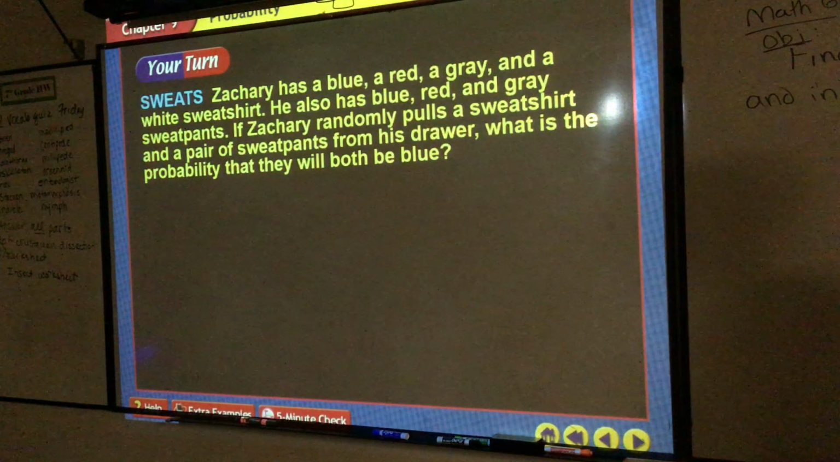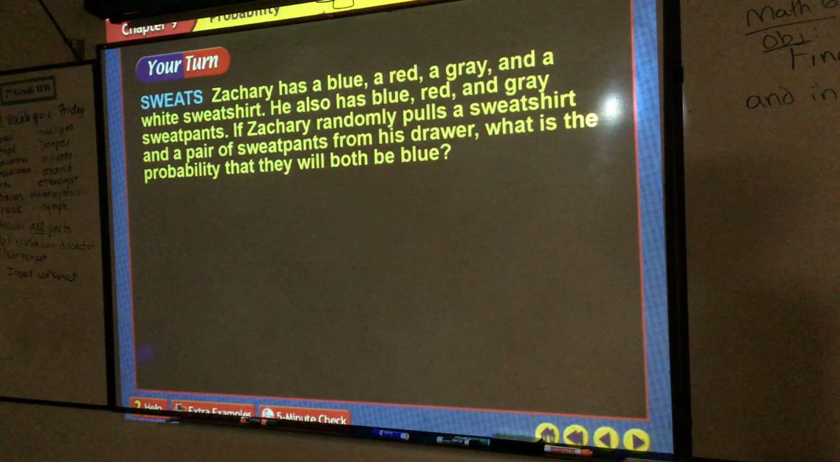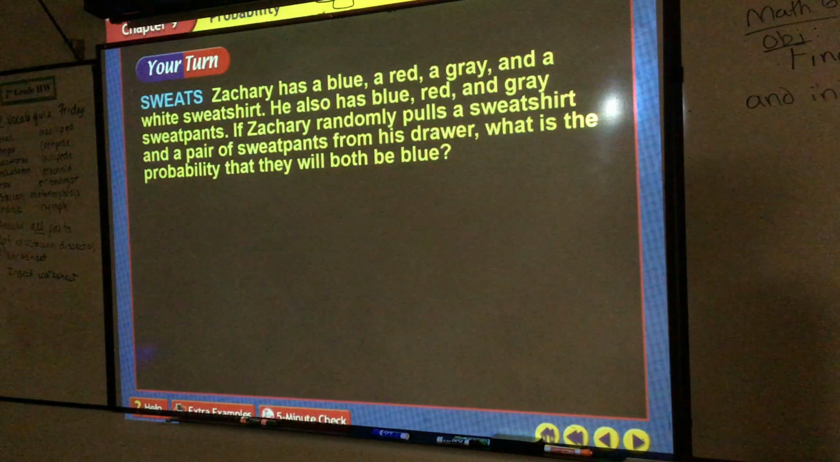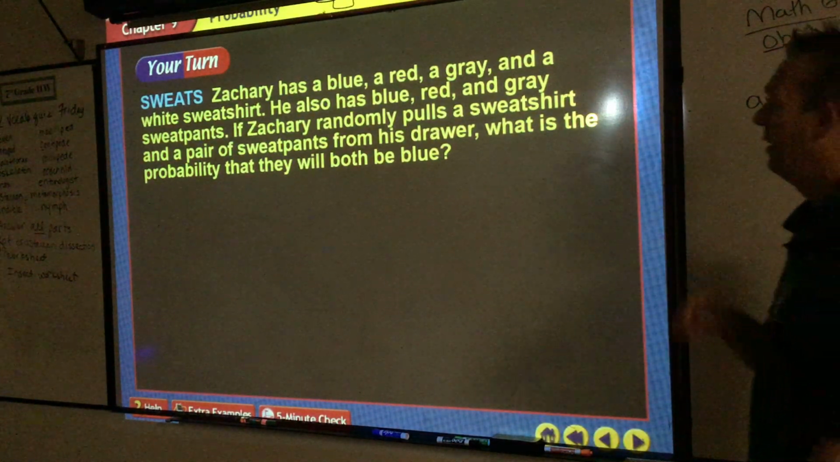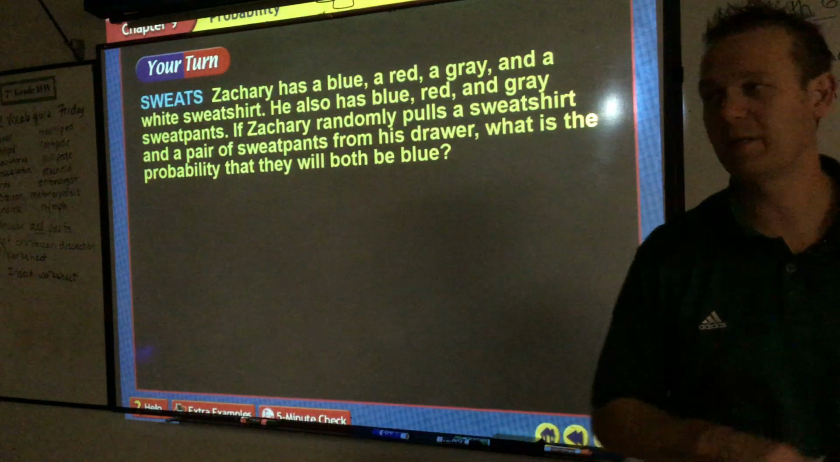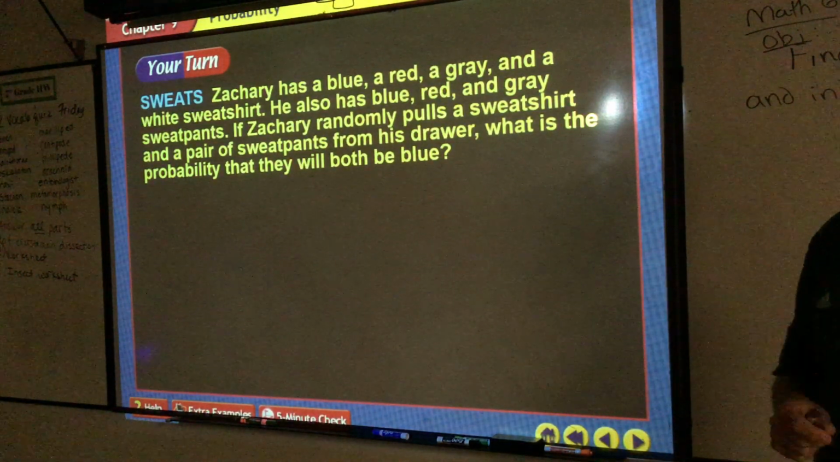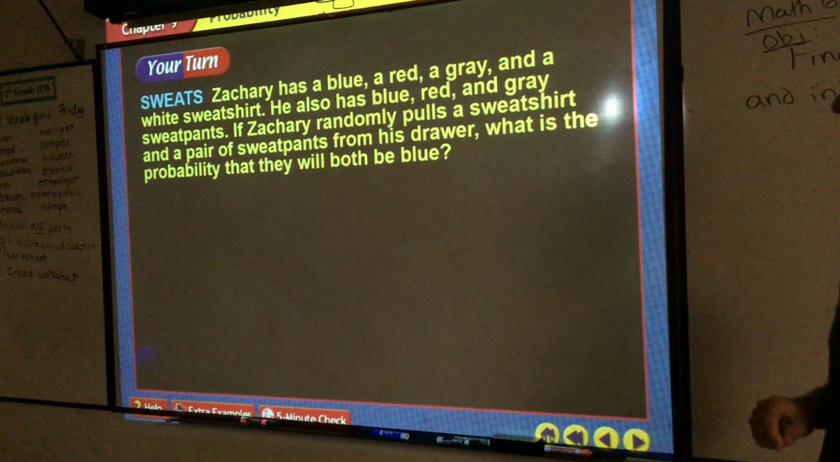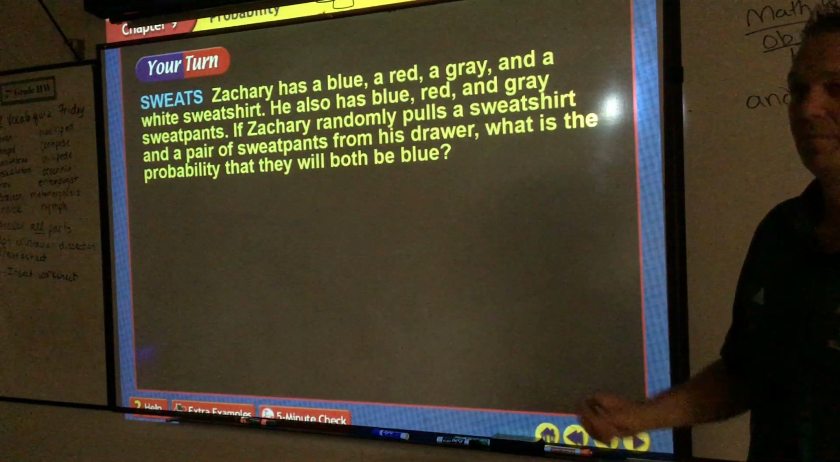Zachary has a blue, a red, a gray, and a white sweatshirt. Okay? So that's 1, 2, 3, 4 different types of sweatshirts or colors. He also has blue, red, and gray sweatpants. So that's 3 different types of sweatpants. If he randomly, first of all, pulls a sweatshirt, and then he pulls a pair of sweatpants, what is the probability that they will both be blue?